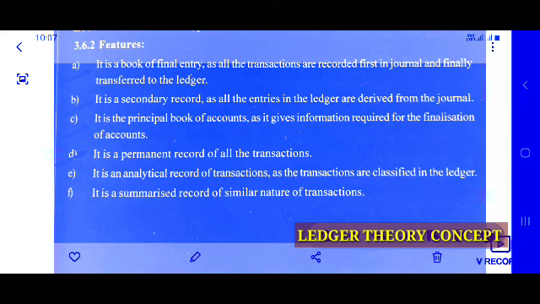Next, it is a permanent record of all the transactions. Once you have prepared journal entries in the primary book, the final entry will be done in the ledger, that is transferring from journal to ledger, and the permanent entries will be recorded in the ledger.